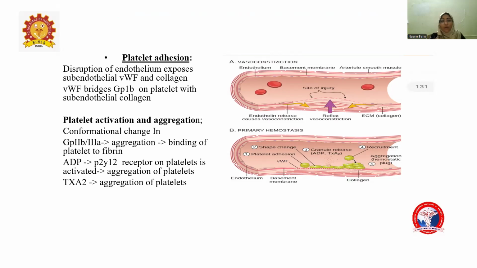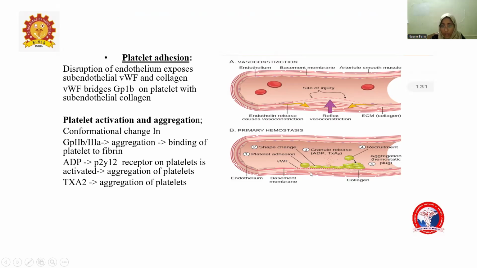The next step will be platelet adhesion. Disruption of the endothelium exposes the subendothelial von Willebrand factor and collagen. This von Willebrand factor will bridge the gap, linking GP1B on the platelet with subendothelial collagen. Then there will be a conformational change in the GP2B3A, which leads to aggregation of platelets and binding of platelets to fibrin. And thromboxane A2 will get released. That also will lead to aggregation of platelets.